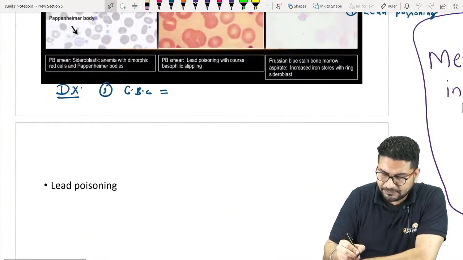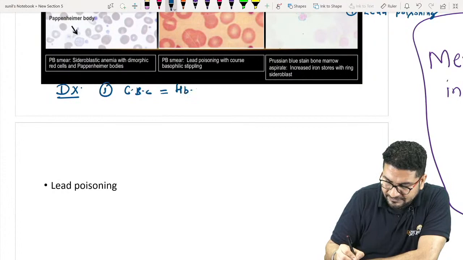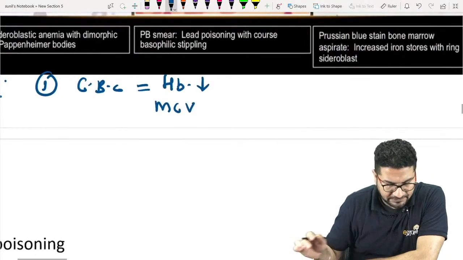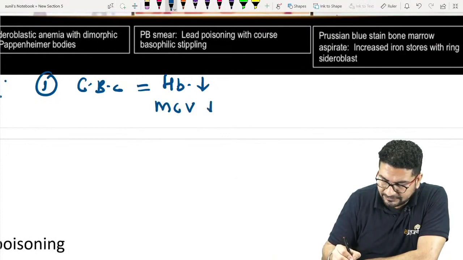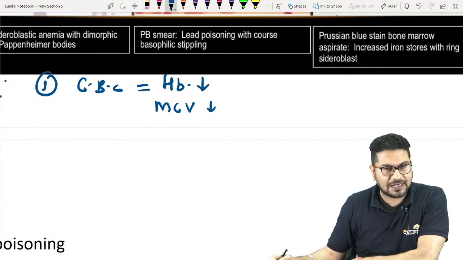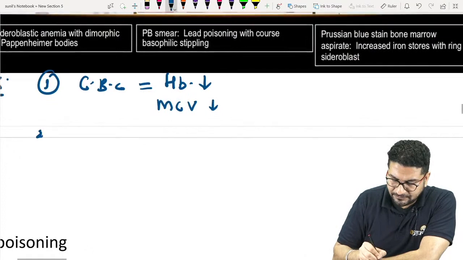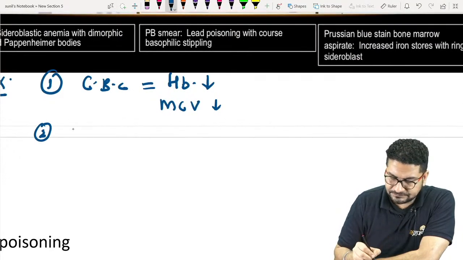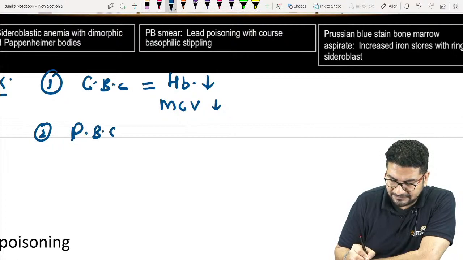In the CBC, you will see hemoglobin is decreased. Definitely hemoglobin is decreased. Tell me MCV. I will write the value, you tell me the answer. MCV will also decrease. Clear? Then immediately you will go for a peripheral blood smear. I am writing it in short as PBS, peripheral blood smear.